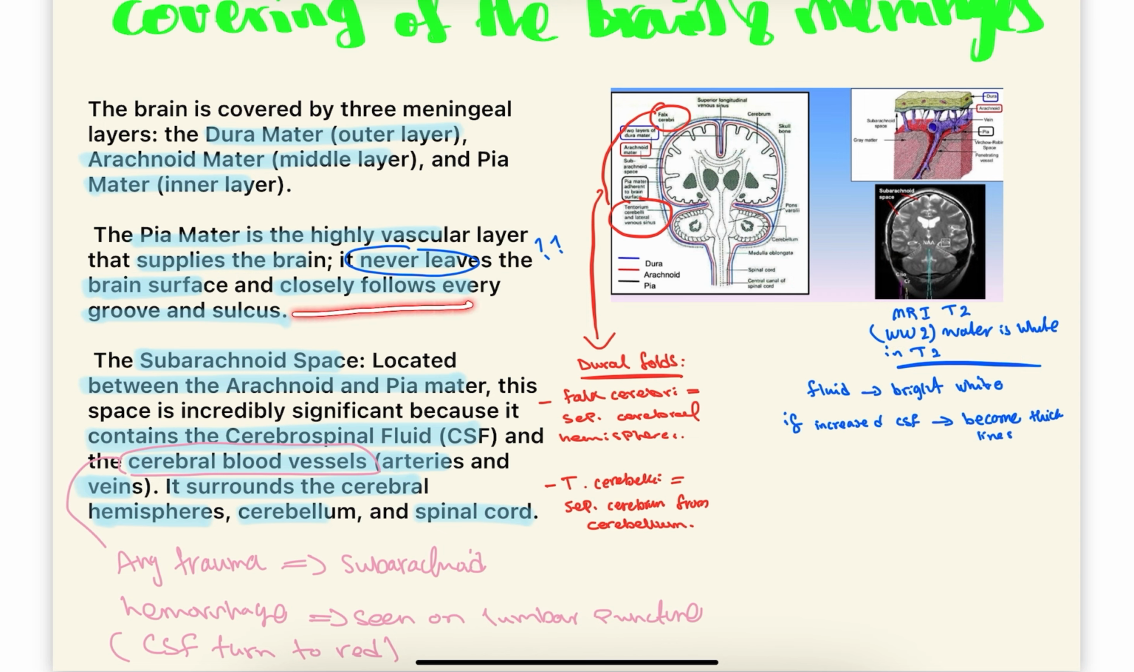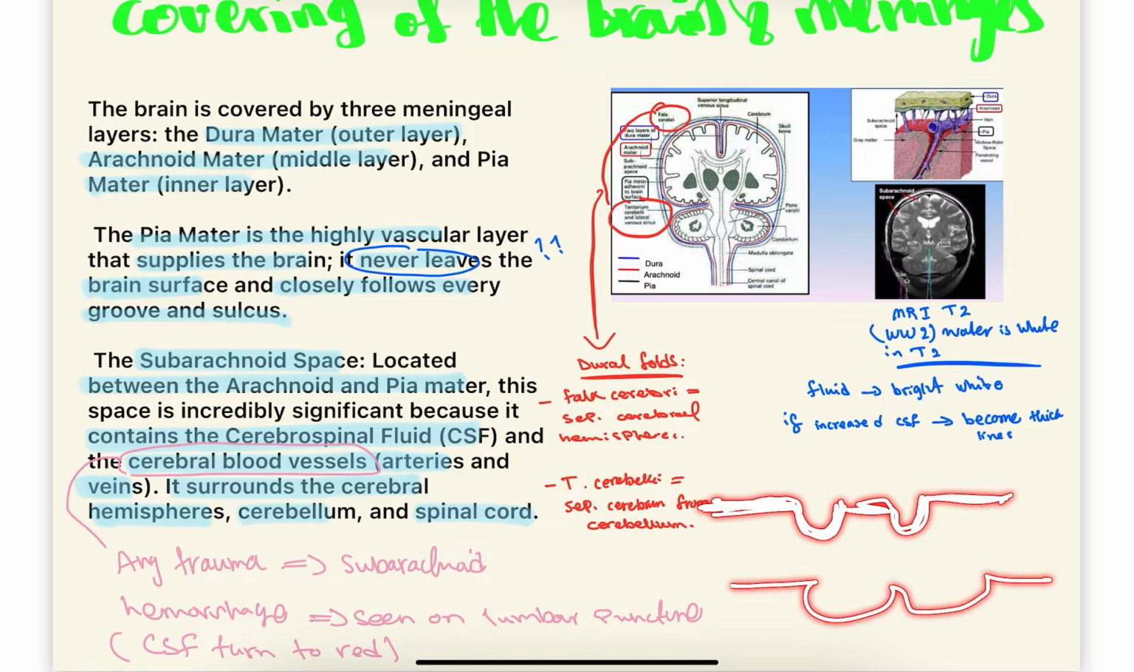And it closely follows every groove and sulcus. What does this mean? If the brain is going like this, and the pia mater is sticking to the surface, it's following it. Even if it's going down through the groove, it goes down through the groove. It doesn't leave it. So if it was like this, it doesn't do this. No, it goes through the grooves.